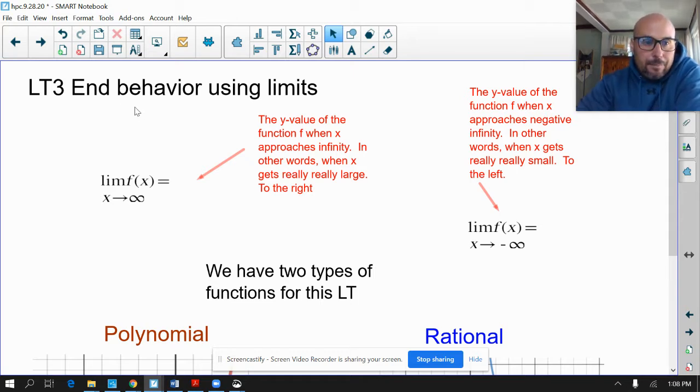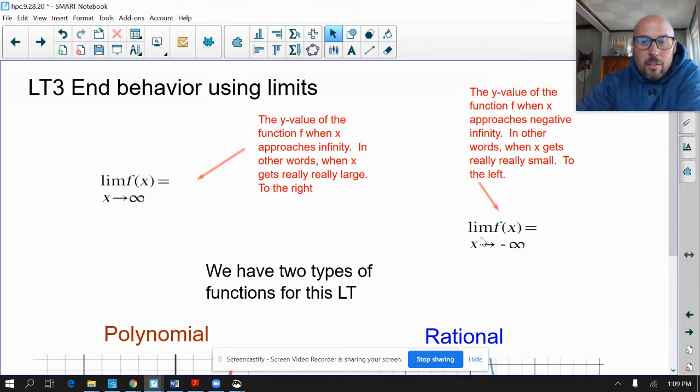And to express that, we use what's called limit notation. So this is the notation, LIM for limit, and you read this as the limit of f of x is, whatever the answer is, as x approaches infinity. So what this is trying to say is when x approaches infinity, so when x gets really, really big, in other words, when you go way to the right in your graph, what y value is being approached? The y value is f of x.